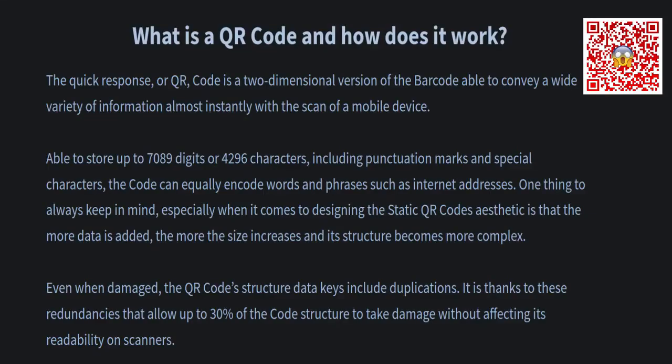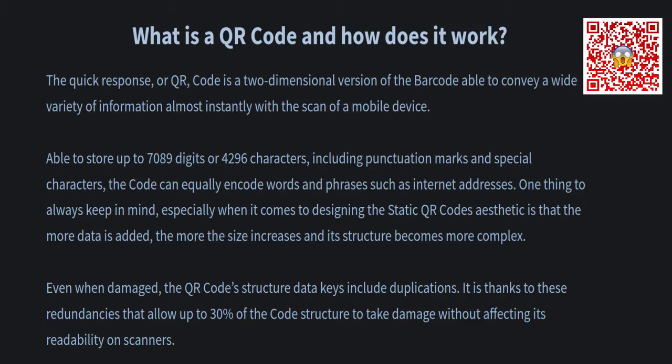What is QR code and how does it work? The quick response, or QR code, is a two-dimensional version of the barcode able to convey a wide variety of information almost instantly with the scan of a mobile device. Able to store up to 7,089 digits or 4,296 characters, including punctuation marks and special characters. The code can equally encode words and phrases such as internet addresses.